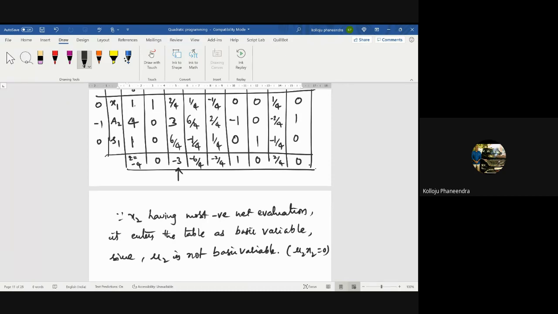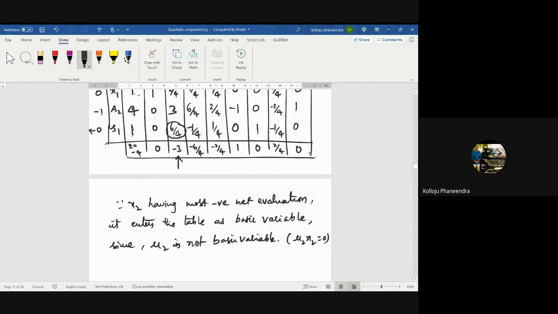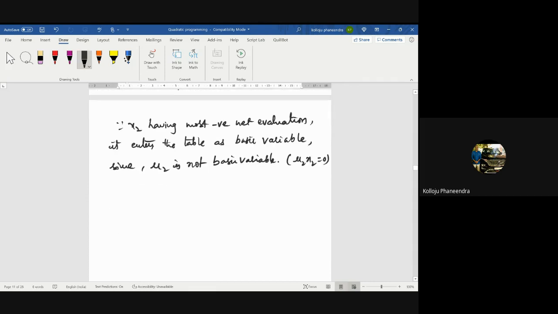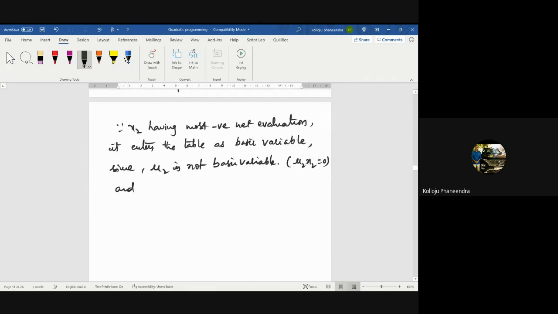This 1 by 2 by 4, that is 4 by 2, 2, 4 by 3, this is 4 by 6. So which one is leaving now? This is the minimum. 4 by 6 is the minimum. Done. So S1 is leaving variable. Now next table, and by minimum ratio principle, which one is leaving? S1 is leaving.